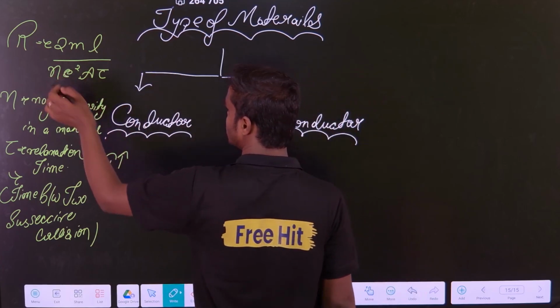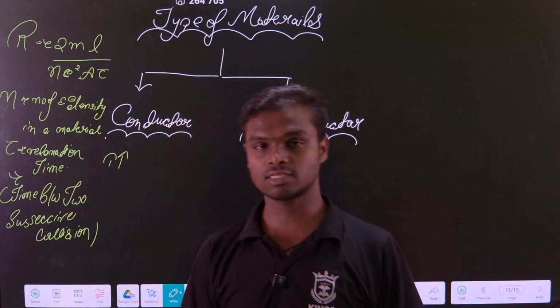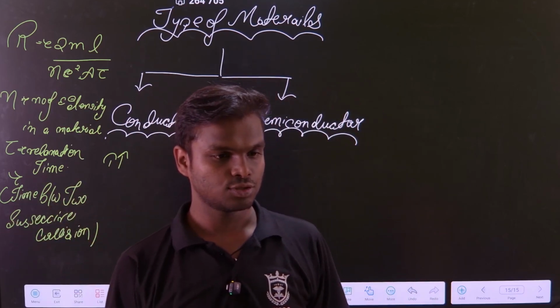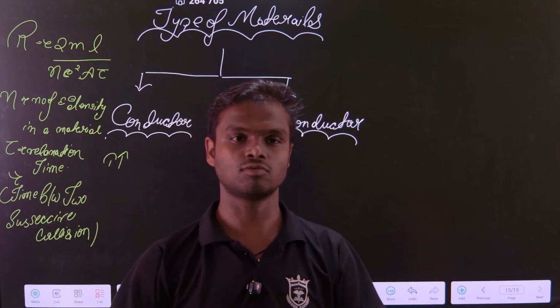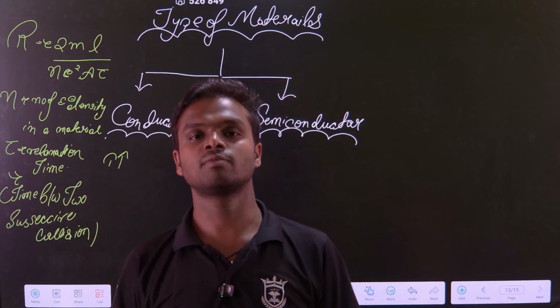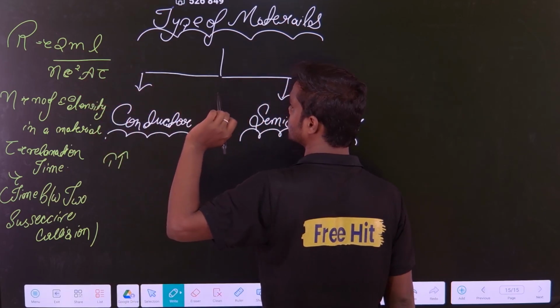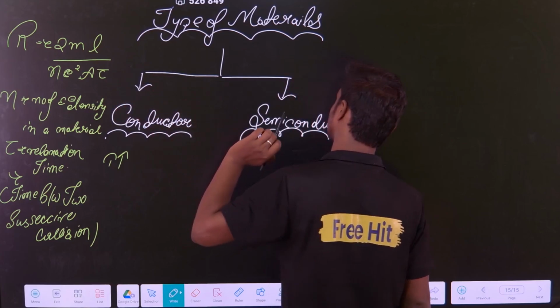Is n going to change? Answer is no. Why? Because the conductor itself has a lot of free electrons. If you increase the temperature, will more electrons be produced? Answer is no. The number of electrons will remain constant. So there is no change in n. E also no change. A also no change. The only change that is going to happen is in tau.